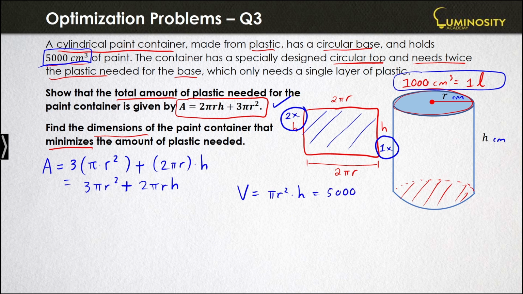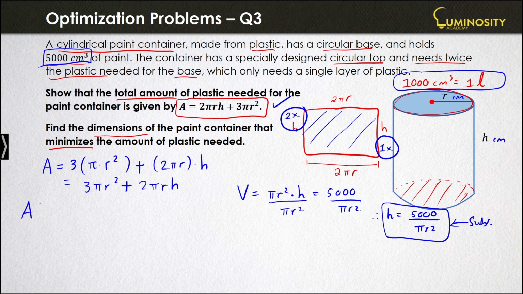So if I isolate h by itself, because it doesn't have a square like pi r squared, I would divide both sides by pi r squared. So therefore, I have h now in terms of r. It's 5,000 over pi r squared. So now I can substitute this back into the area formula. So now I have area of just one variable, namely the radius r. It's 3 pi r squared plus 2 times pi times r times 5,000 over pi r squared.